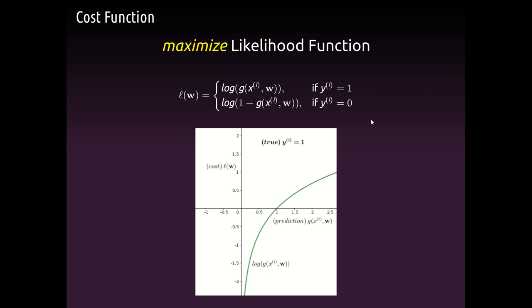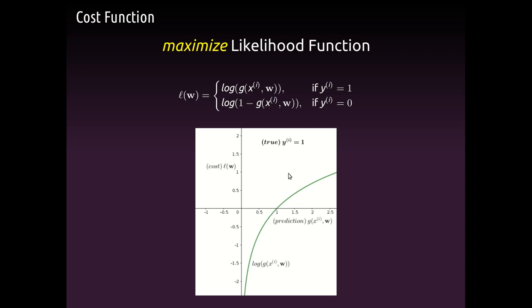So now, if you want to maximize the log likelihood function, we can see it visually. In case the true value y equals 1, here I am plotting the predicted value g of x super i and w on the x-axis, and the cost function, the log likelihood, on the y-axis. So if the true value y super i equals 1 and the predicted value also equals 1, then the log likelihood equals 0, which is the optimum result that we are looking for.